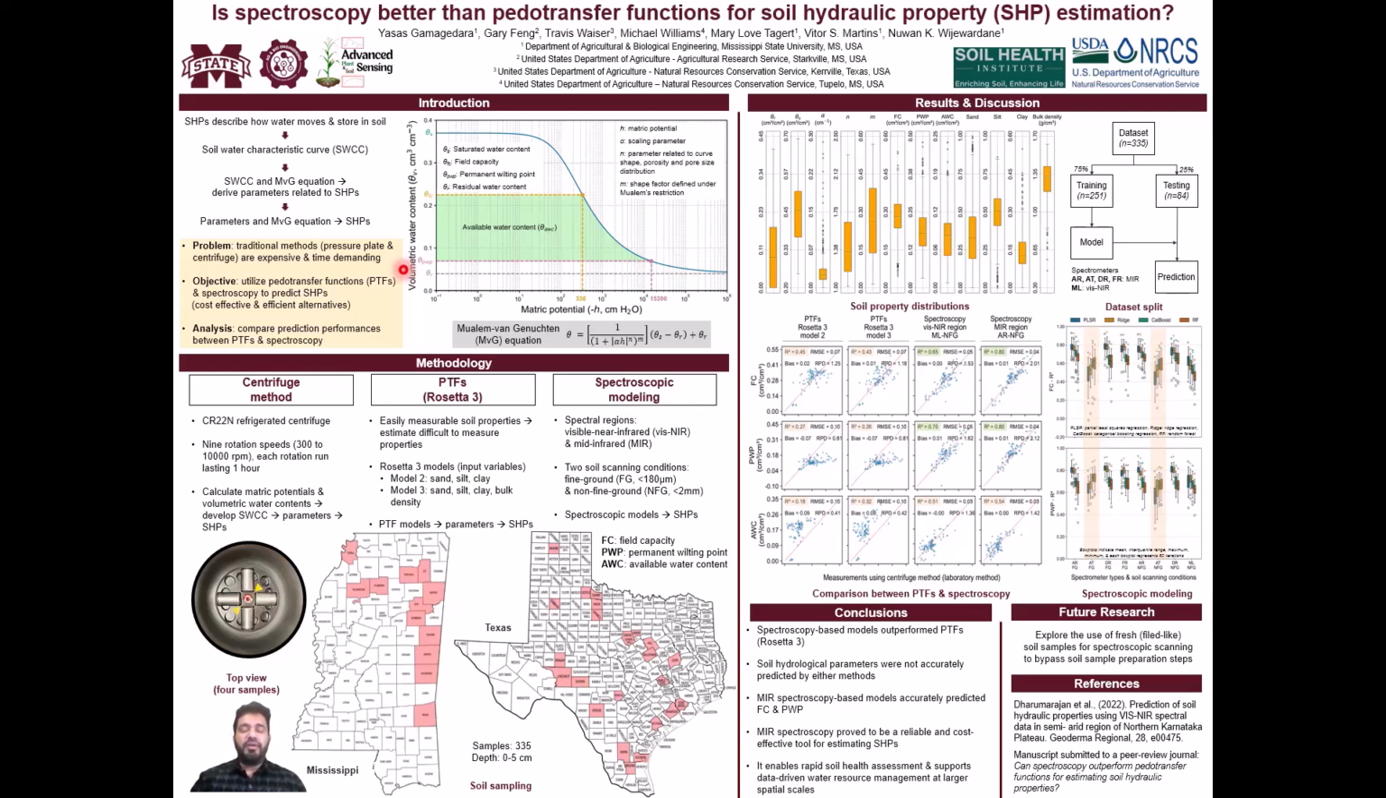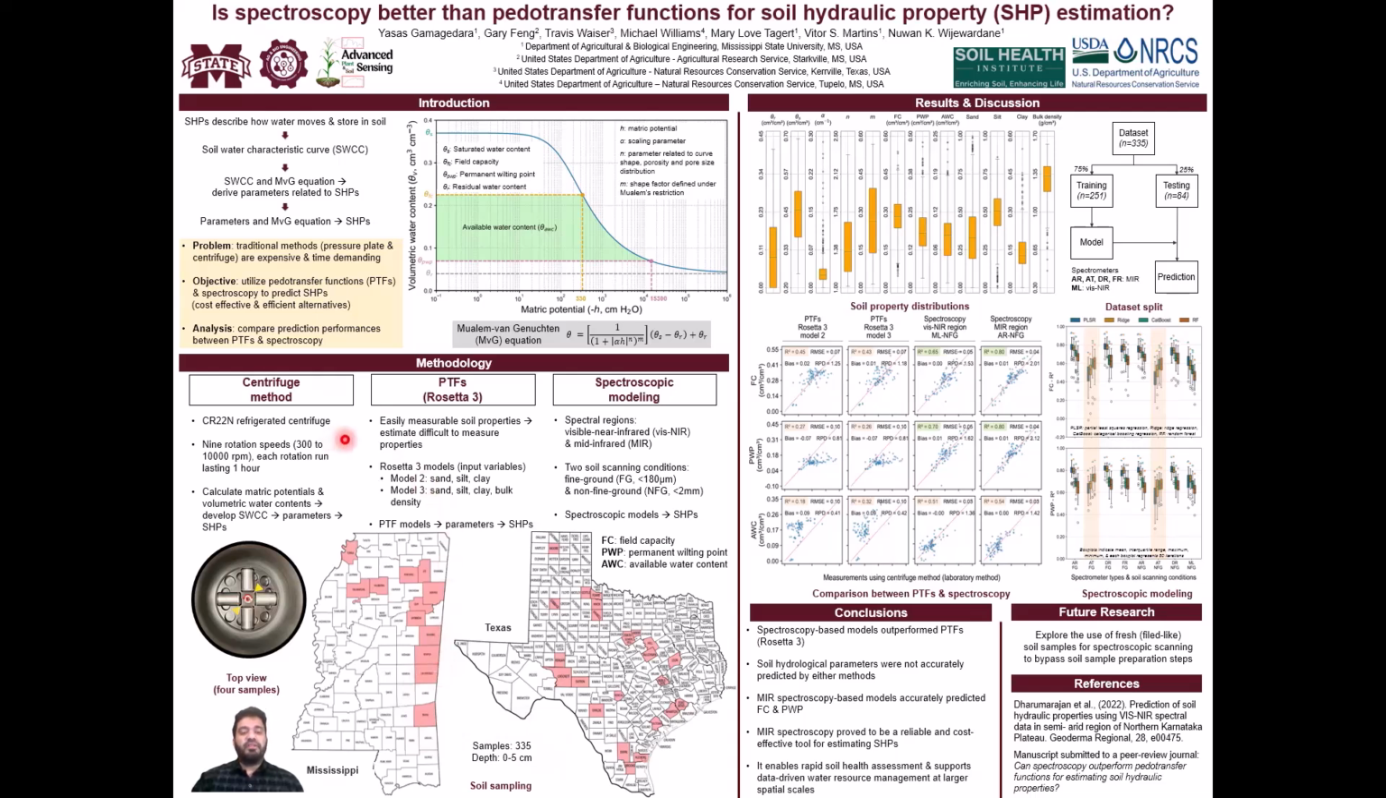Let's see how we did our analysis. We collected 335 soil samples from 0 to 5 centimeter depth, representing Mississippi and Texas. These highlighted counties show where we collected our soil samples. In the methodology, we followed three main steps.